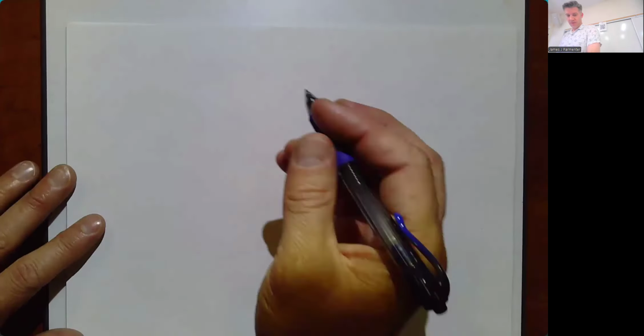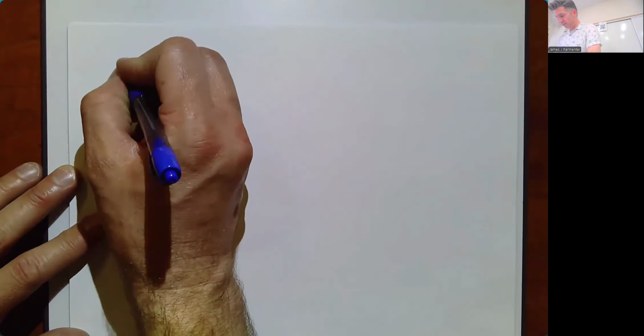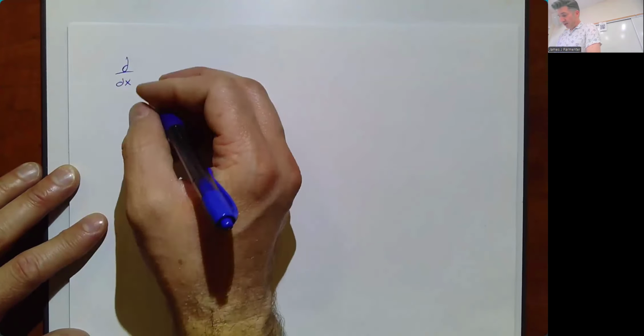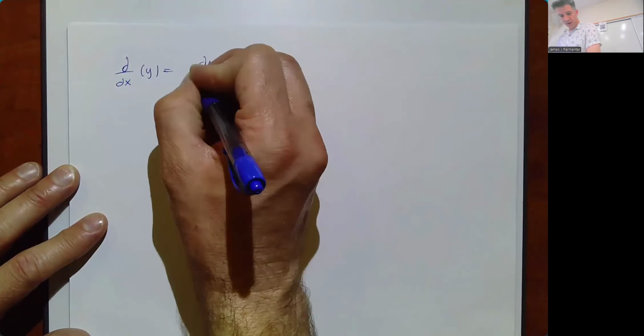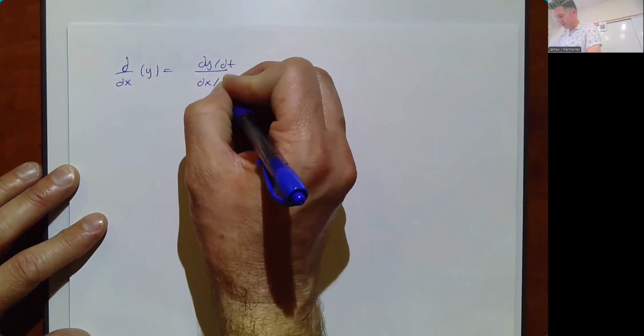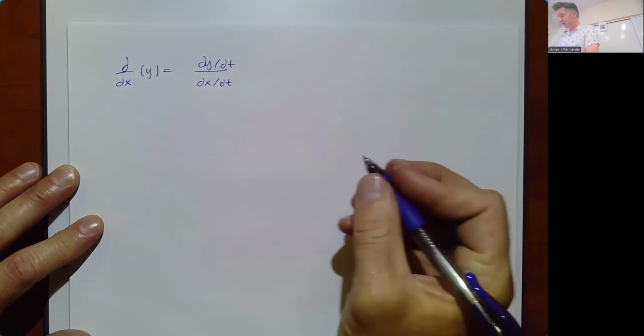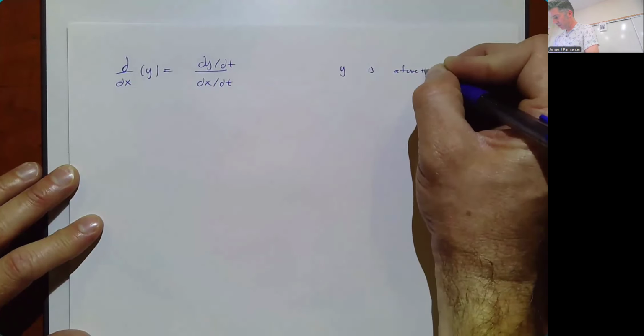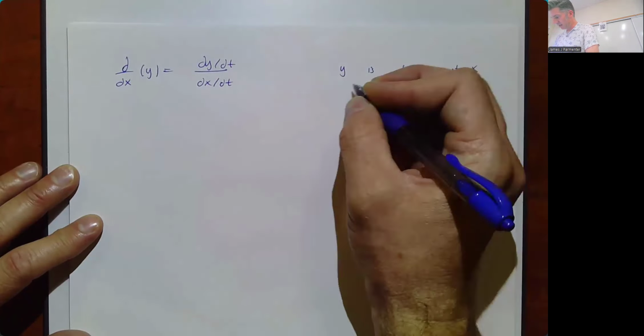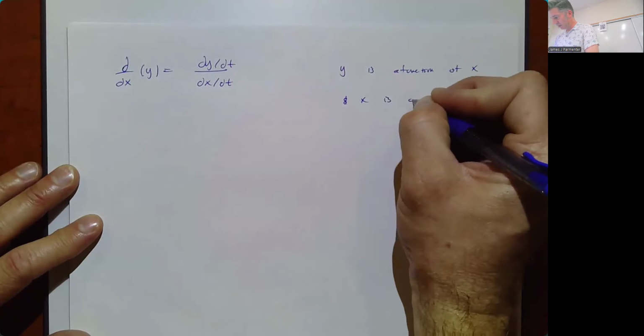So here's what I'll leave you with, well, not leave you with, we're not ending class right now. I think what I was saying before is probably the easier way to think of it. So what we had before was the derivative of y equal to dy dt over dx dt. And this worked because we thought of y as a function of x, and x as a function of t.